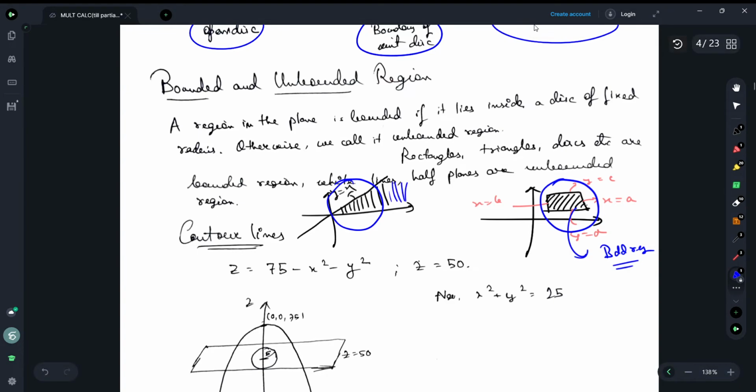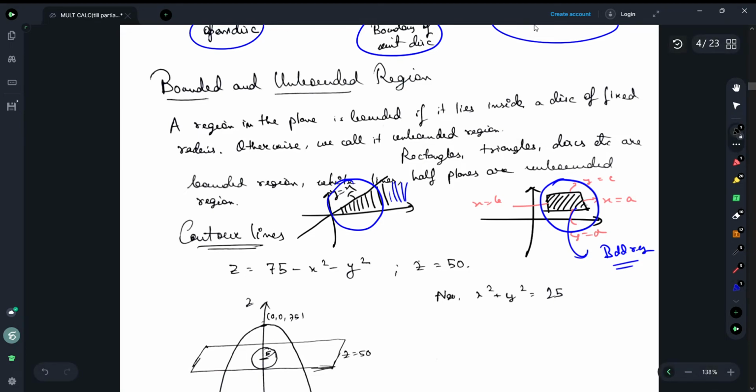You can form as large a disk as you like, but still it will not contain this region in itself, right? So lines and half planes are not bounded regions. These are unbounded regions. Clear?